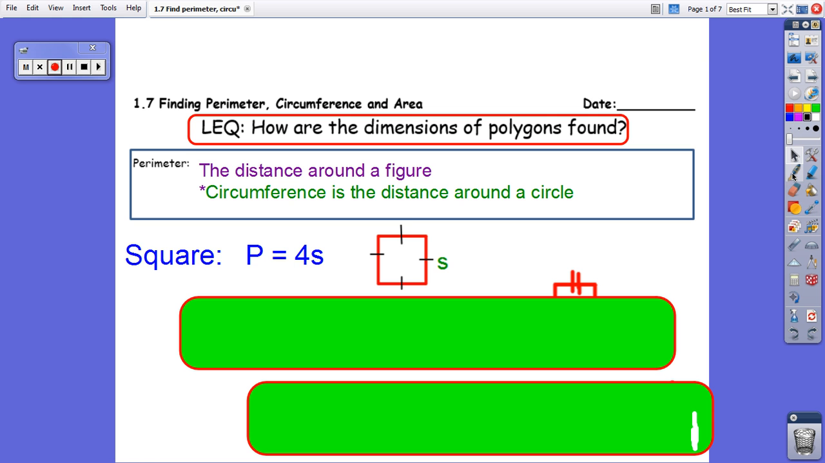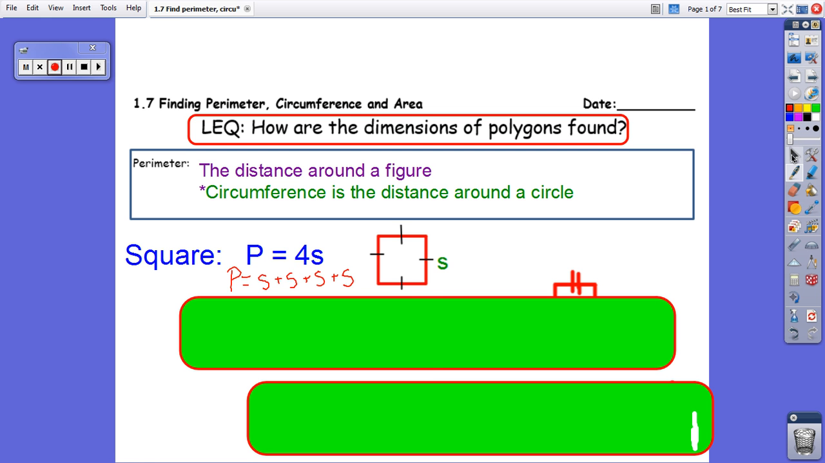Now it's 4S because each of these is a side. So if we add them up, we get S plus S plus S plus S. So another way to write perimeter is perimeter equals S plus S plus S plus S. This is the easy formula though, the first one, so you don't have to write that much. They're both the exact same thing though, so write whichever one makes sense to you.